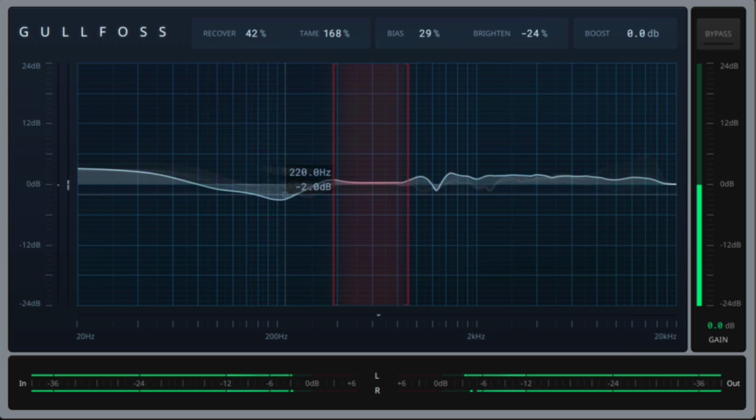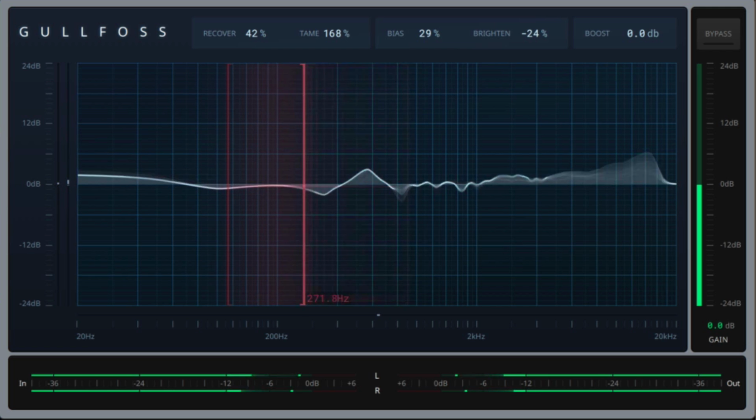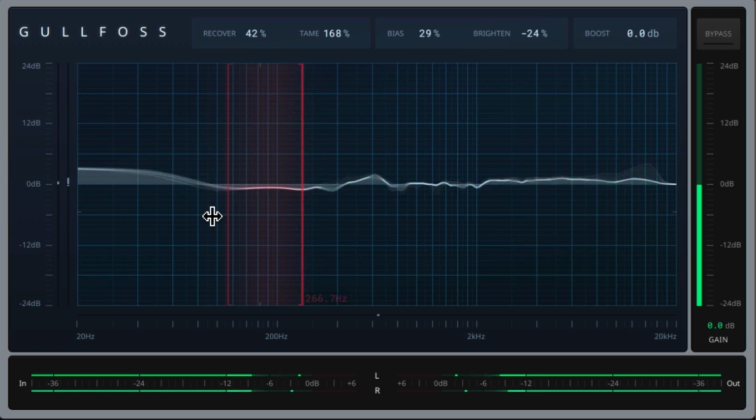Or if I wanted to exclude this dip around 200 Hz, I could do the same. But now the mid-range resonances are back, so I'll go back to the way it was before.